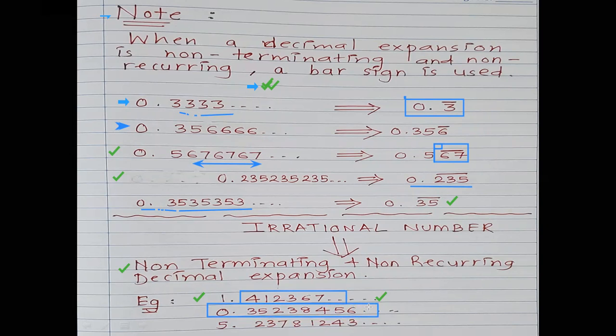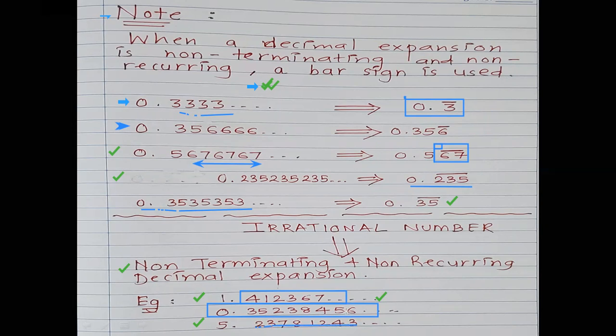0.35238456. Yes, as you can see, it is non-terminating. The dots represent that it is non-terminating, but it is even non-recurring. There are no set of numbers that are getting repeated. How about the next number, 5.23781243? Over here also, the dot represents that it is non-terminating, but at the same time, you can observe that there are no numbers which are actually getting repeated over here.